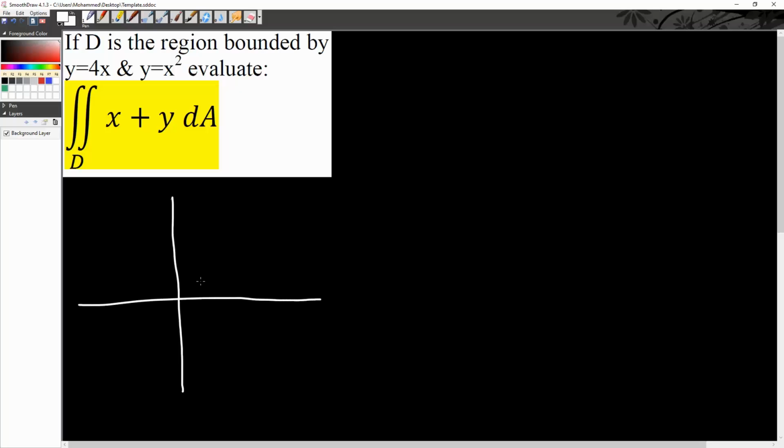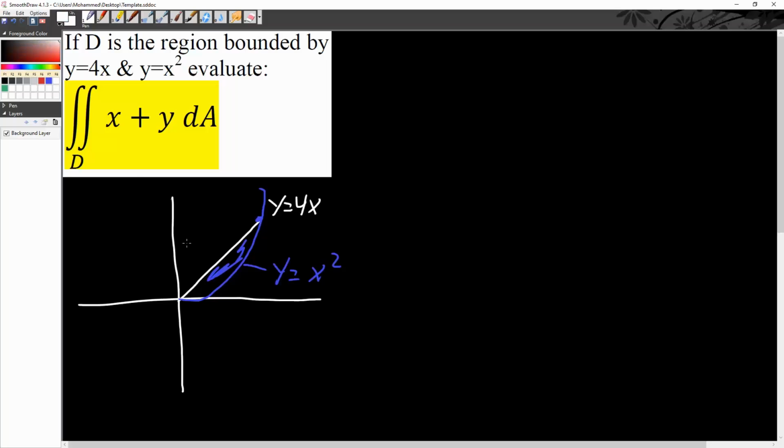If we say that y is equal to 4x, we would get a straight line. We'll call it y equals 4x. And if we sketch y equals x squared, we would have an intersection right here. And so we want to know the region bounded by y equals 4x and y equals x squared. And just to make it clear, I'm going to say this is y equals x squared.